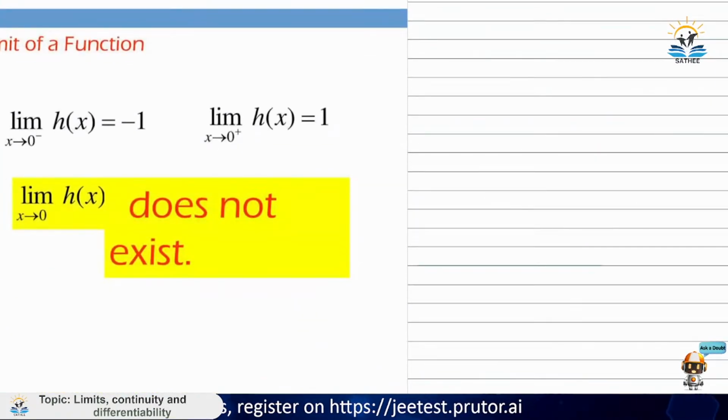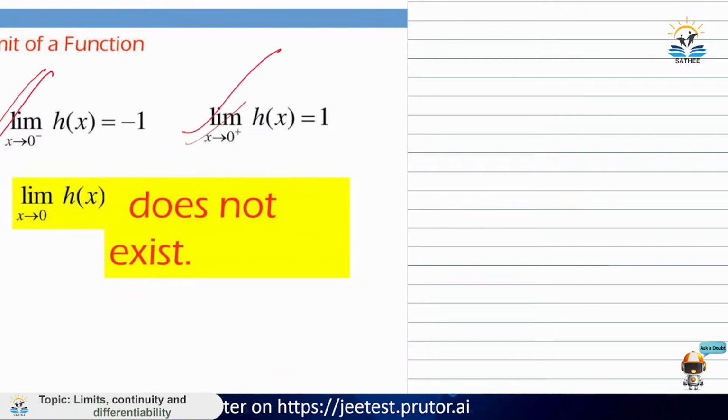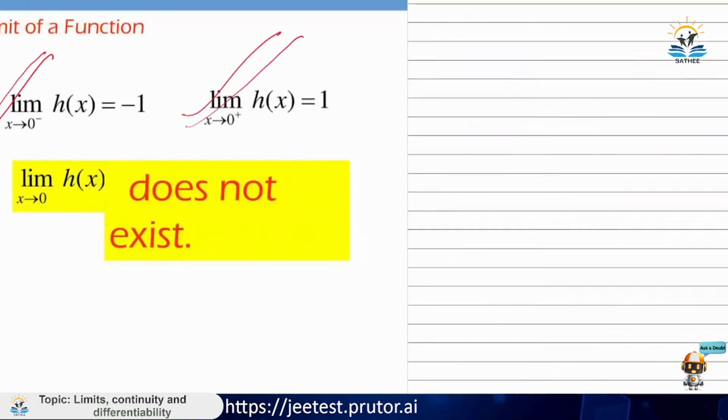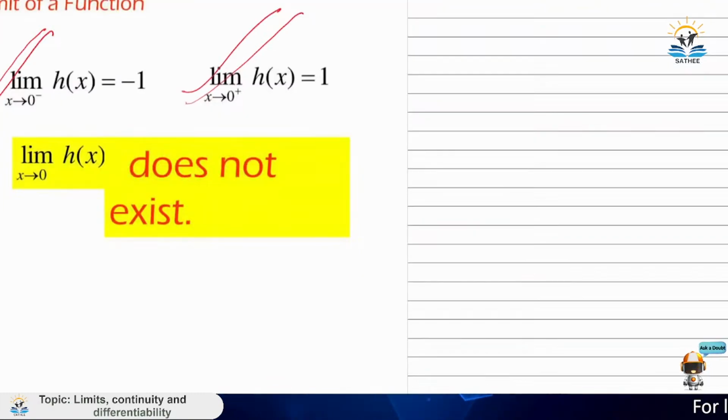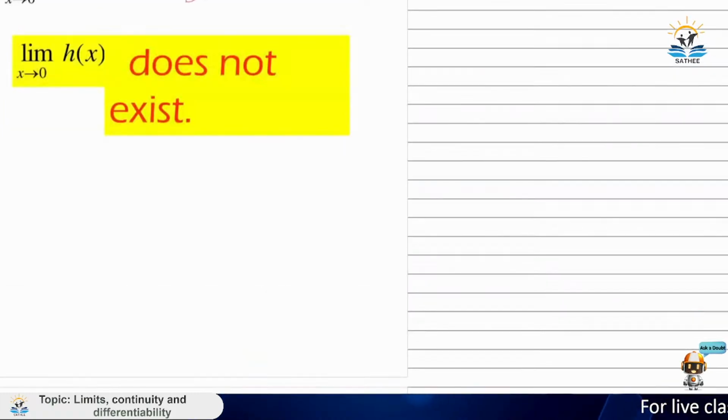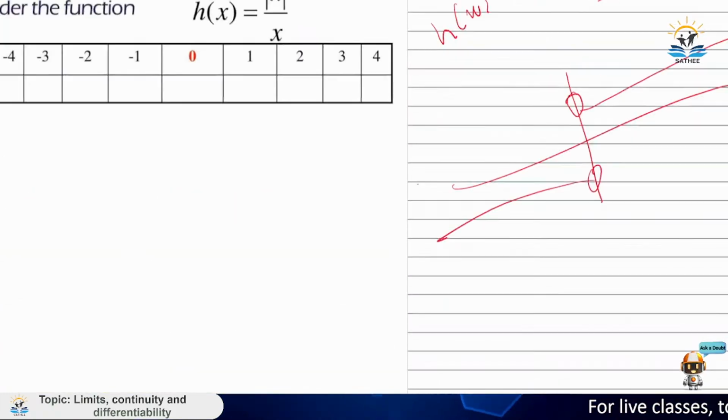As we did earlier, the limit of a function is this: we find the value of the function at a bit less than the number at which we have to find the limit, and a bit higher than that number. And if those are not equal, then the limit does not exist.